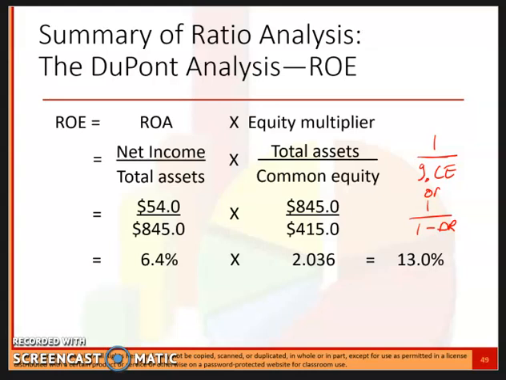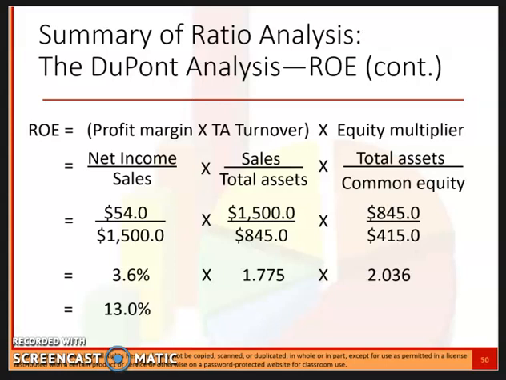So we can further break down the return on equity. We'll see this again in the next slide. If you recall that ROA is equal to profit margin times total asset turnover from the original DuPont identity, we can break this out into 3 components. So we can break down the return on equity into profit margin, total asset turnover, and equity multiplier.